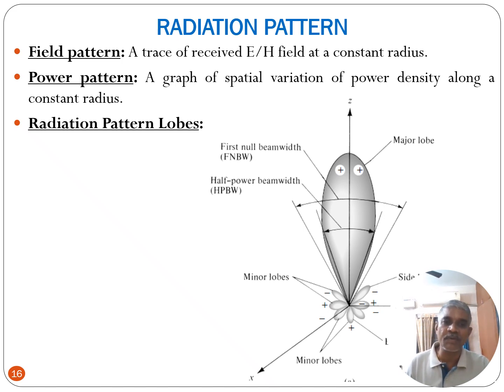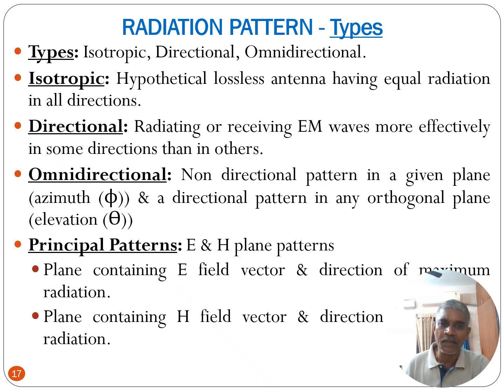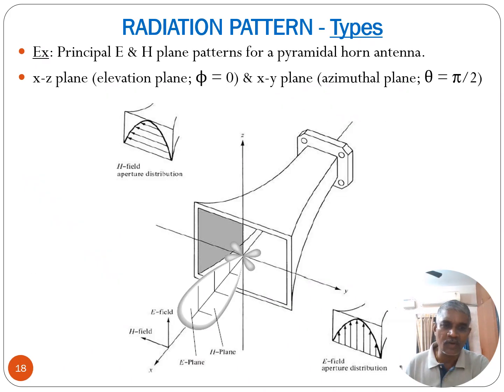But if you know the half power beam width, then we can easily calculate the first null beam width, or FNBW. Double the half power beam width is the first null beam width. So now we can continue further.